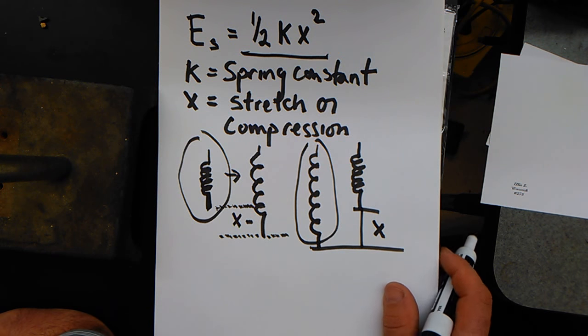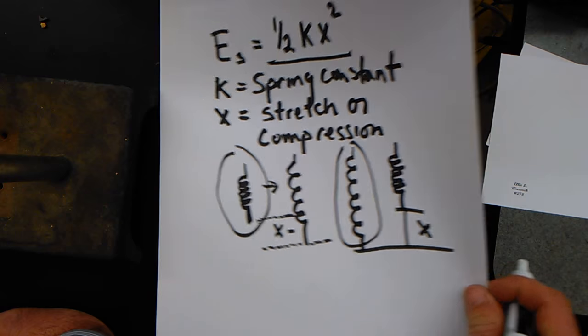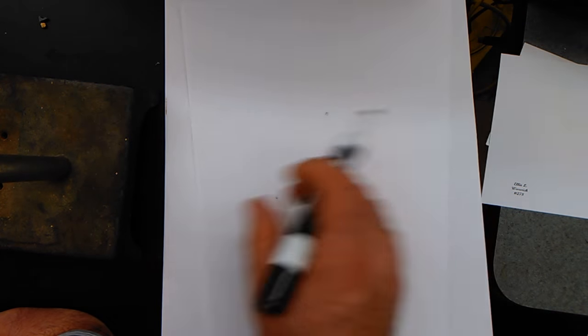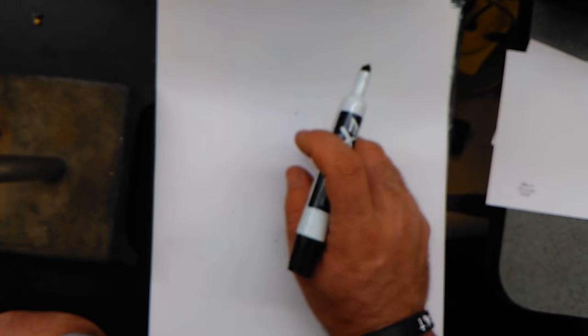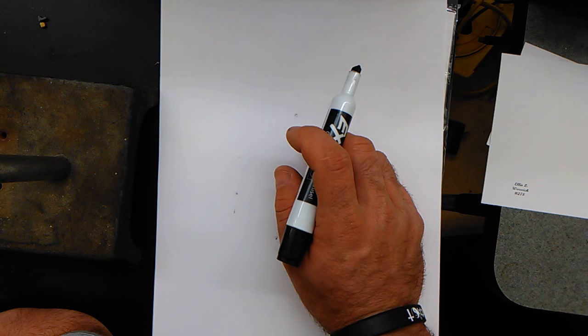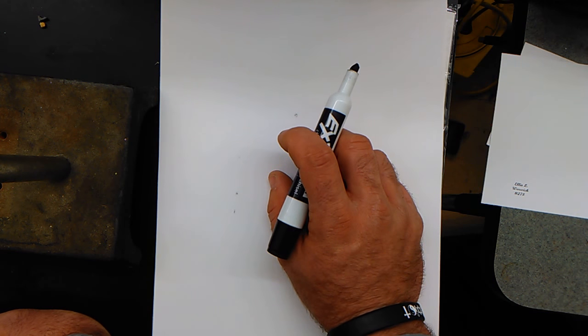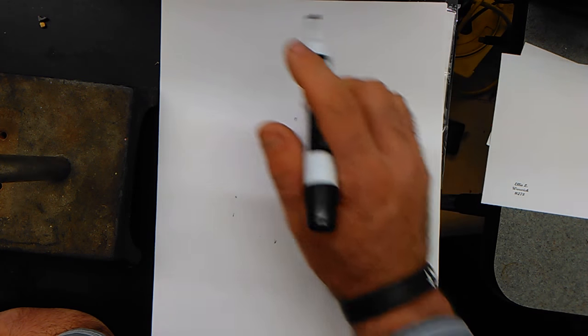1/2 kx squared. So let's look at an example of that. We're going to have to do examples that give us k and x. We're going to have to do examples that give us the energy and ask us how much it should stretch by. We're also going to have examples where we have to find the spring constant. So let's take a peek at it.